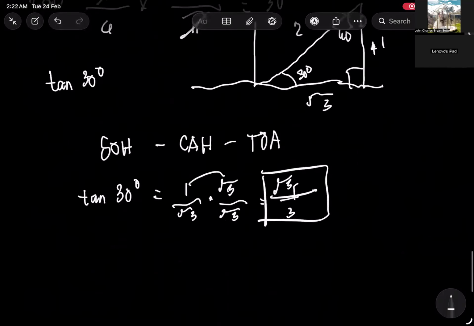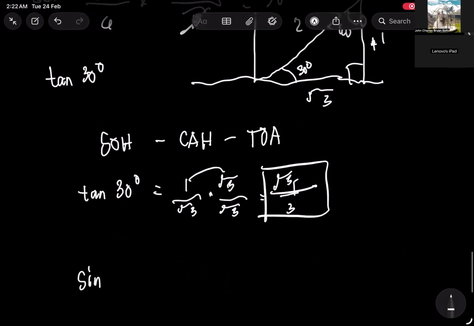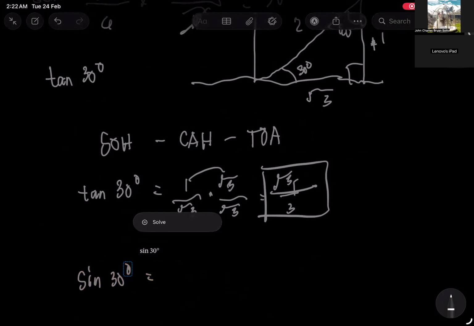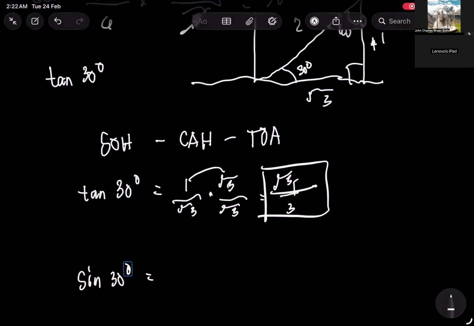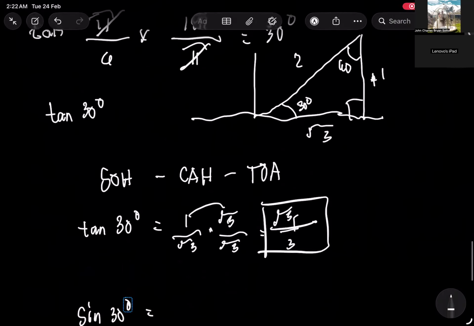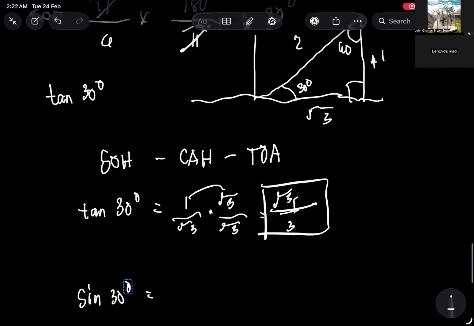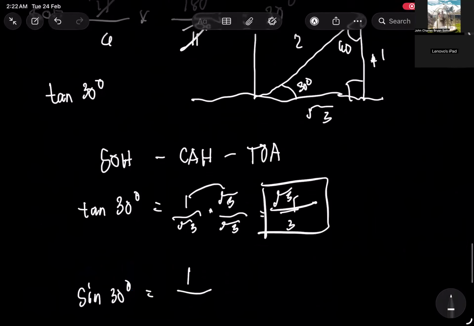We can also get the sine of 30 degrees. How can we get sine 30 degrees here? That is opposite. What's opposite? That's 1, over hypotenuse 2. So that's 1/2.